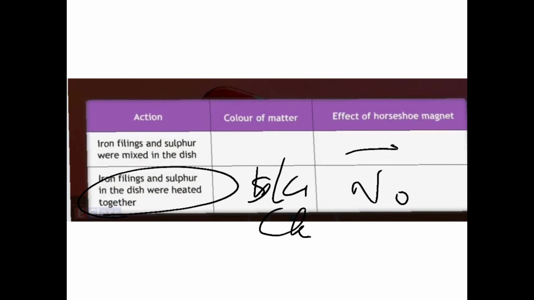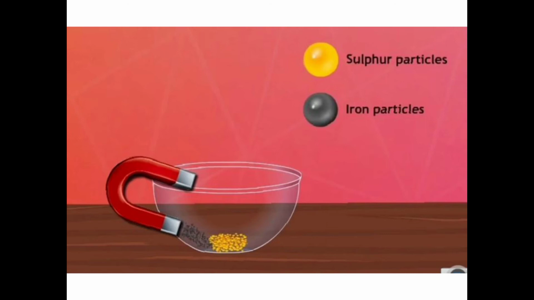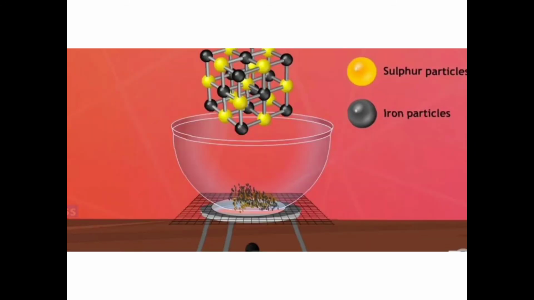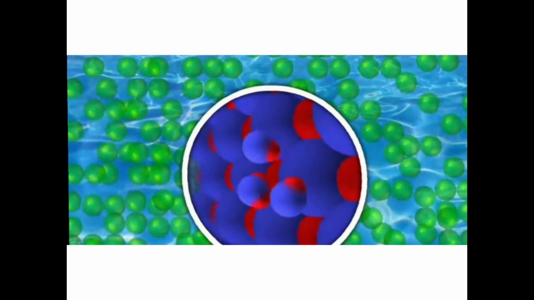All right. So when you mixed it, you observed that the iron filings are getting attracted towards the magnet. But when you heat it, they will not. What happens is that bonding takes place, a new chemical bond is formed. So this is how things happen. See, inside, the atoms are forming chemical bonds. Just start imagining it.